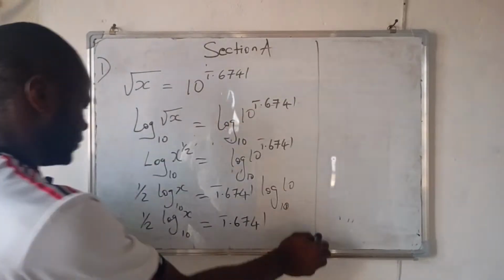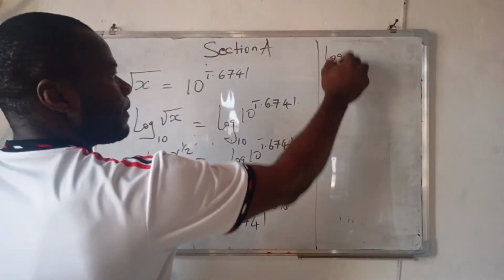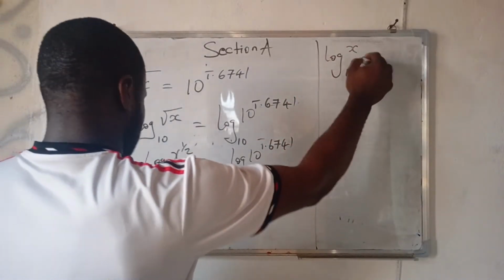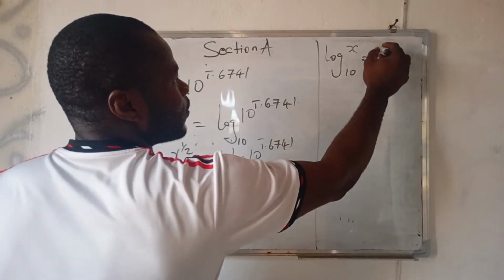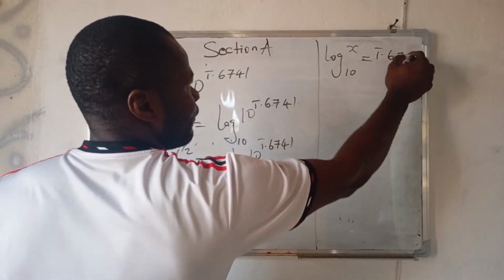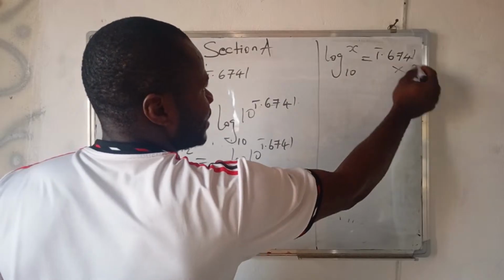Now, we multiply both sides by 2 in order to eliminate this. Here, we're going to have log x base 10 equals 1.6741 multiplied by 2.